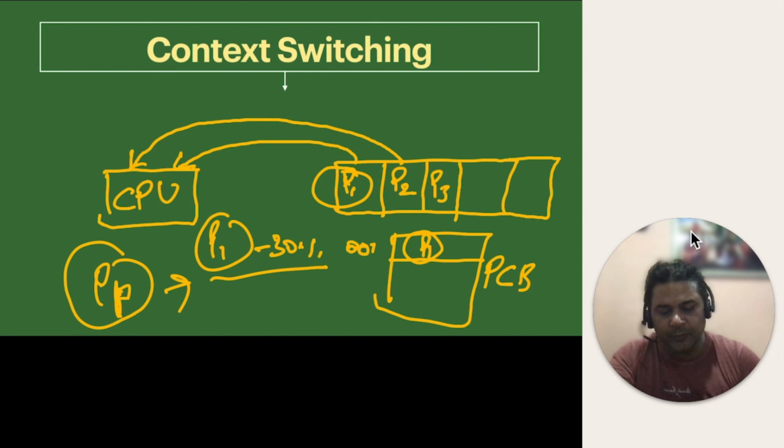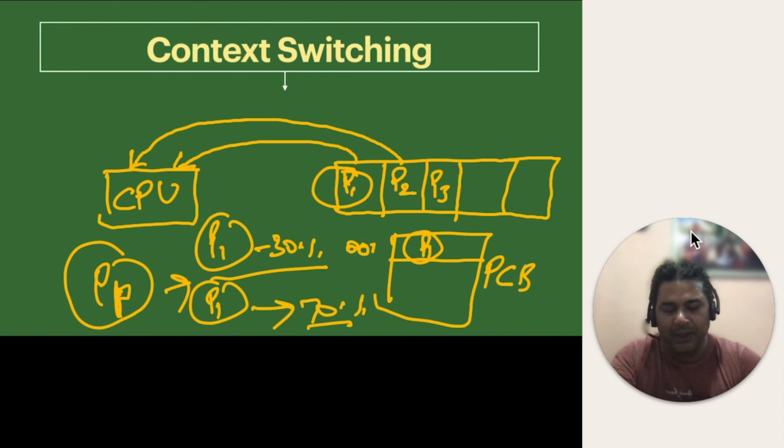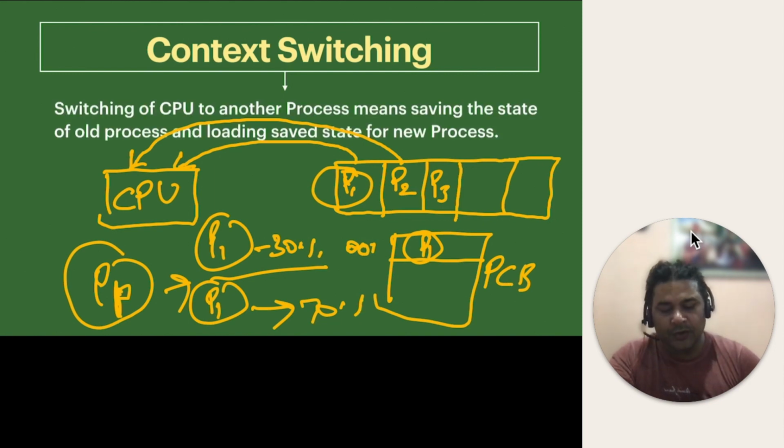Suppose 30% of P1 was completed before it was preempted. When P1 executes again, it will execute after the 30%, so the remaining 70% of P1 will be executed. Switching the CPU to another process means saving the state of the process and loading the saved state for the new process.